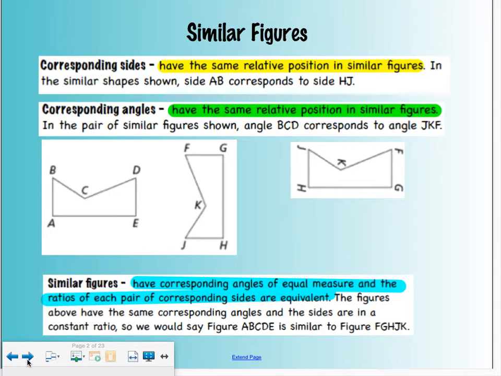But just a quick review of corresponding sides. They have the same relative position. So BA, JH, for example. Corresponding angles, again, have the same relative position. And in a similar figure, the corresponding angles are equal and the sides are in constant ratio. So we need to know that in order to even do what we've been doing with similar triangles.